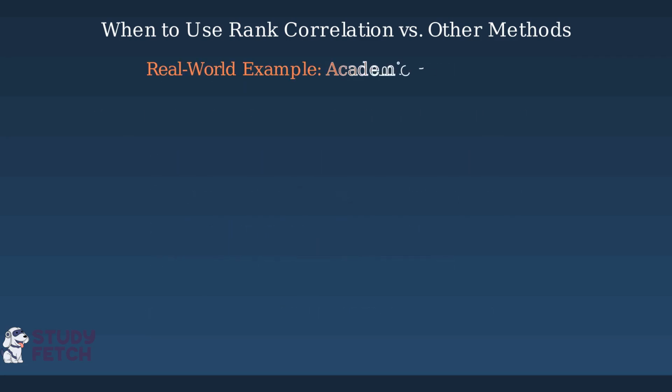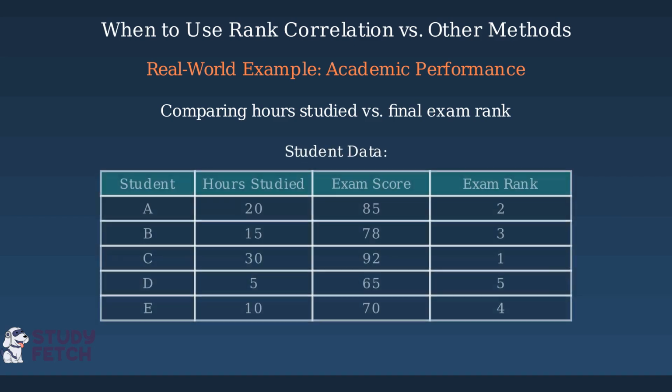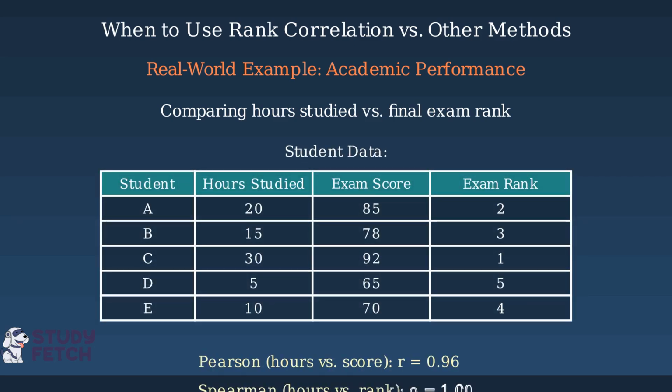Let's look at a real-world example comparing hours studied and exam performance. When analyzing ranked outcomes, Spearman's correlation perfectly captures the relationship, while Pearson would only be appropriate for the raw scores.